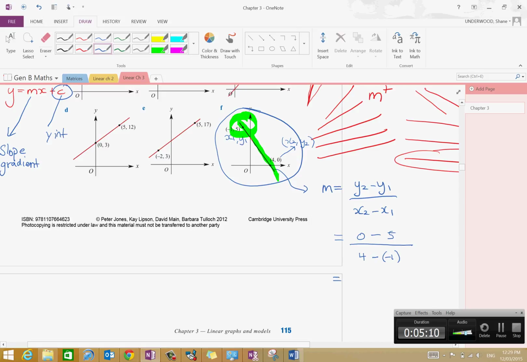Be careful. Now the thing is, if you were to mix up your negatives and end up getting a positive answer, you know it's incorrect, isn't it? You know that you've done something wrong. That's what I'm talking about. 0 minus 5 is minus 5. 4 minus negative 1 is 4 plus 1, which is 5. So therefore, the slope is equal to negative 1. Are there any questions about this? There you go. There's 3b.